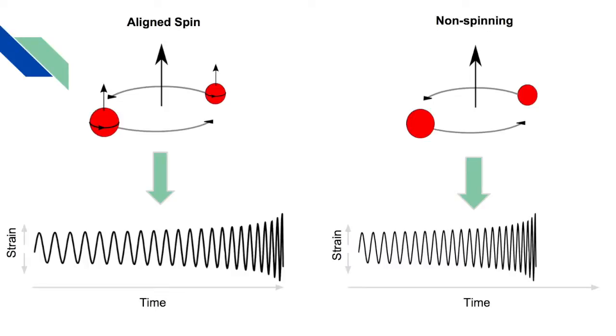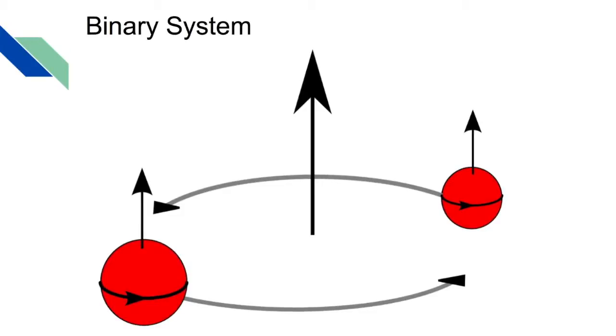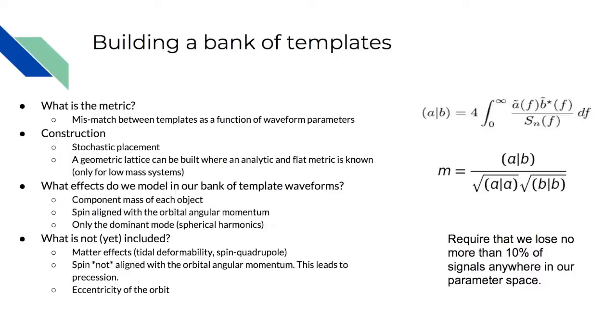So just to keep in mind, again, we're going to be restricting to where you have two component masses and just these two spin vectors. And of course, the cartoon picture points these going up. We do also allow them to be pointed downwards, just to clarify that. So then the question becomes, how do we build a bank of templates?